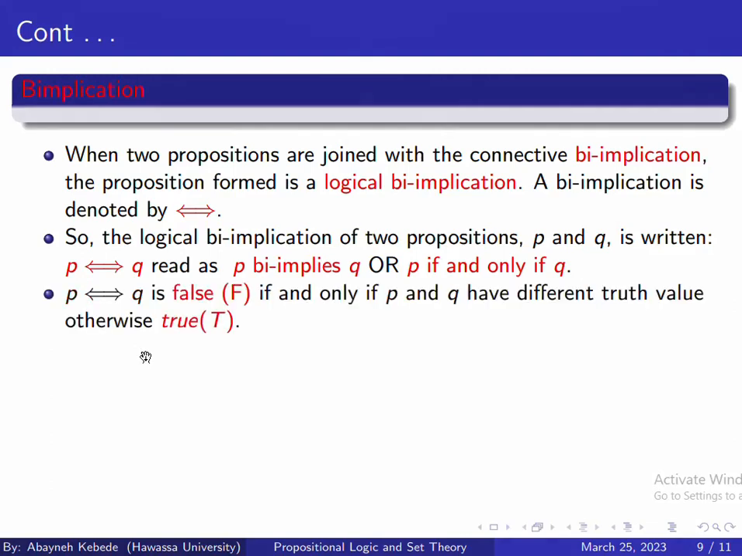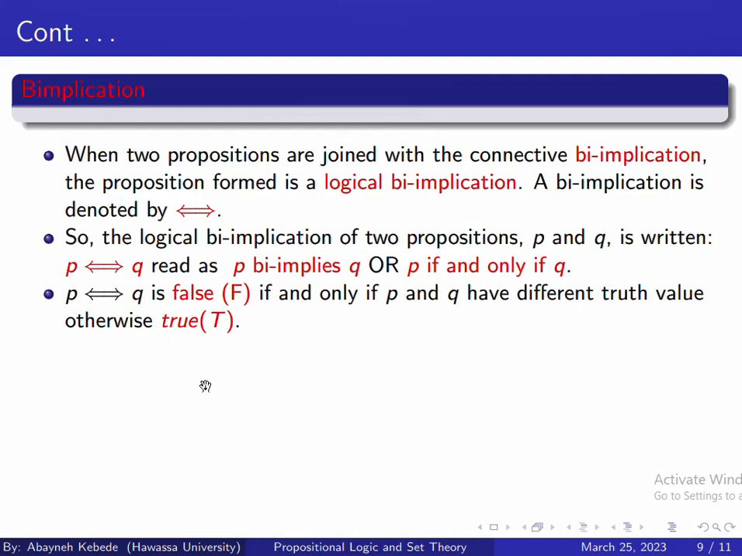Now let us see the rule. P bi-implies Q is false if and only if P and Q have different truth values, otherwise true. Or in other words, we can express this as: P bi-implies Q is true if and only if both P and Q have the same truth value.